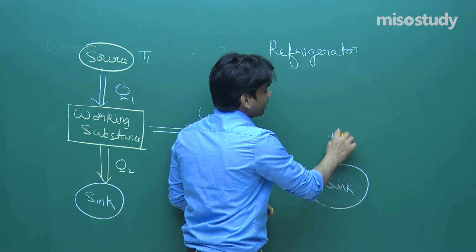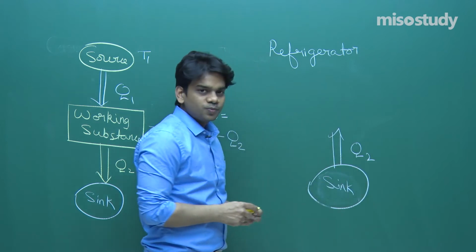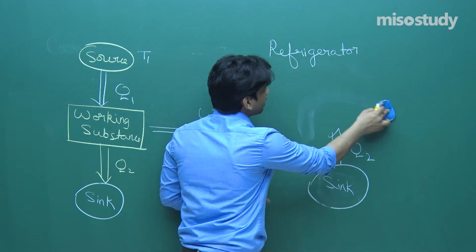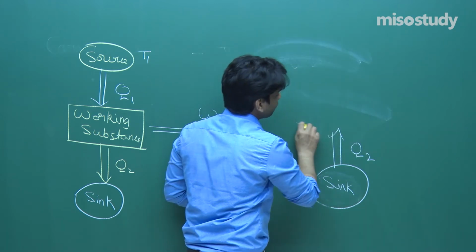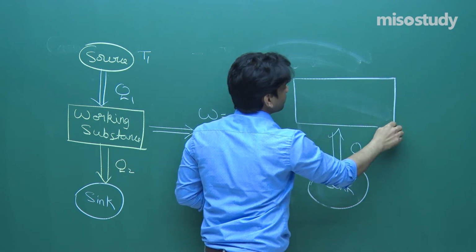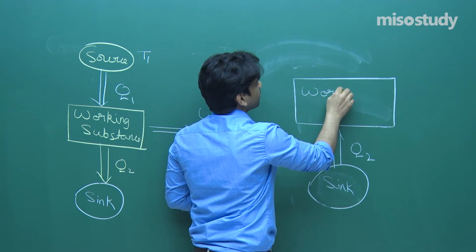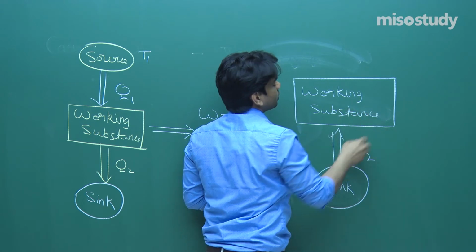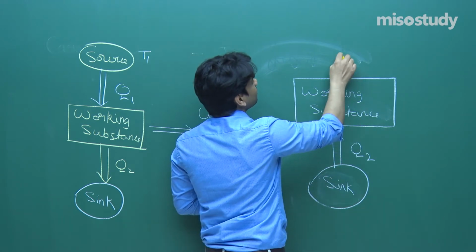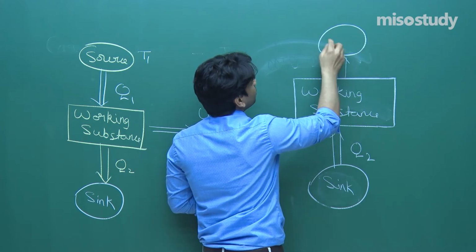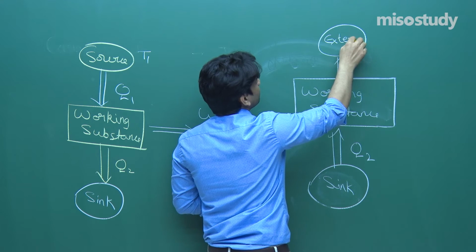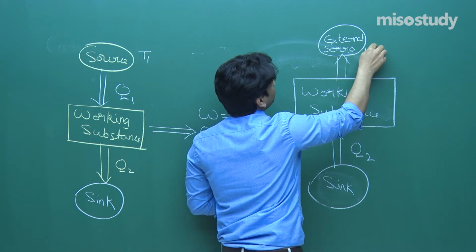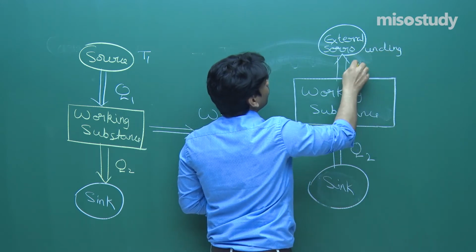Now from the sink you are taking some amount of heat energy Q2. Q2 amount of heat is taken. There is a working substance on which work has to be done, and it will reject Q1 amount of heat energy to the external surrounding. I am just moving out of this diagram, just take it that it's the external surrounding, and Q1 amount of heat is rejected.